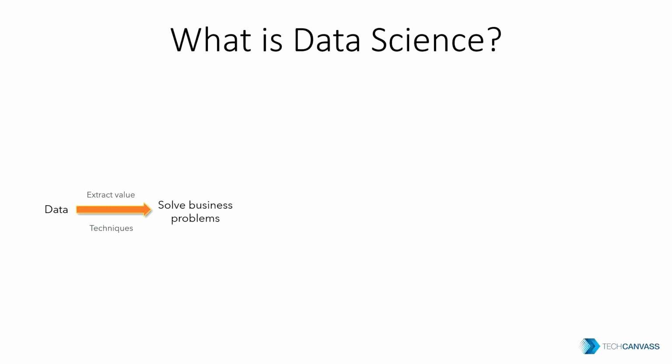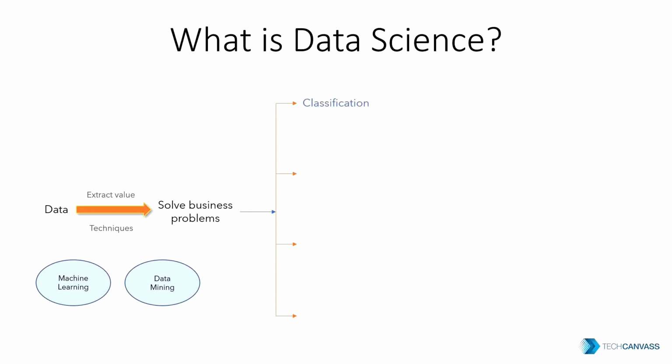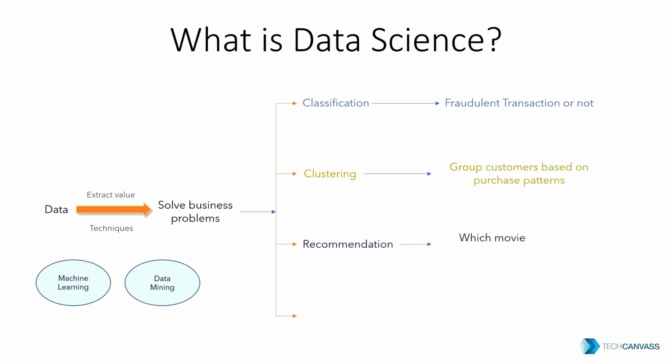In today's context, data science heavily relies on machine learning and data mining. Data science is commonly used to solve different business problems. For example, classification: fraudulent transaction or not; clustering: group customers based on their purchase patterns; recommendation: which movie would the customer like to watch next; or prediction: predicting the interest rate of a loan.